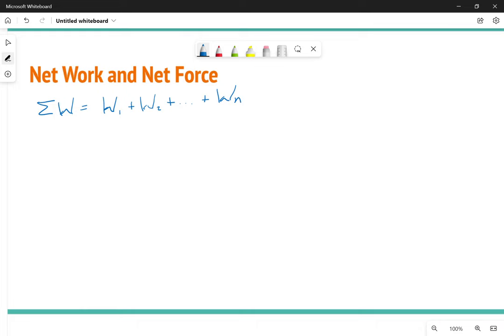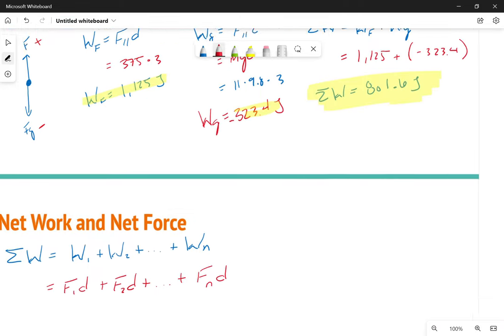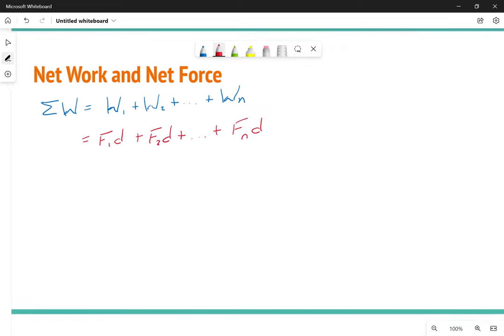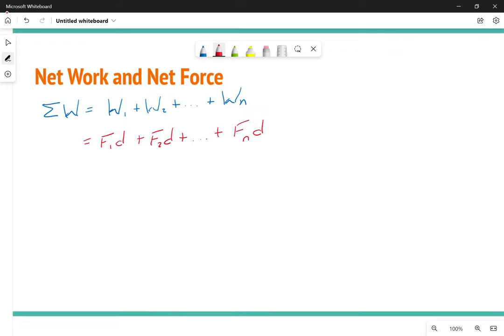Well, for each one of those forces, for each one of those works, what I'm really doing then is separately saying, well, this is force 1 times that displacement plus force 2 times that displacement plus all the way up to force n times that displacement. And you could see this in the previous question, right? The displacement was 3 in each one. And so if I look here, I've got the same displacement in every term. And so what I could do is I could factor that out.